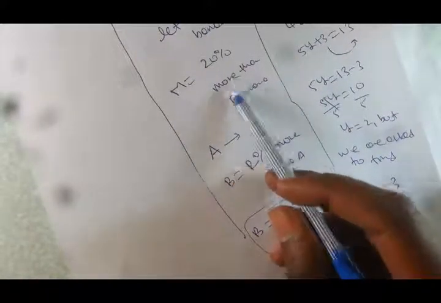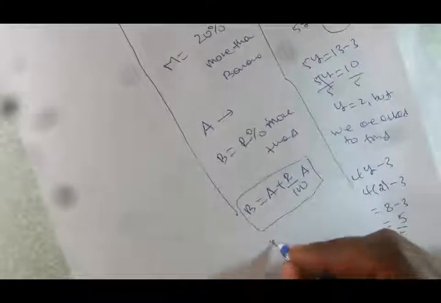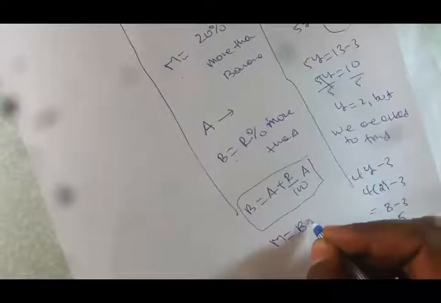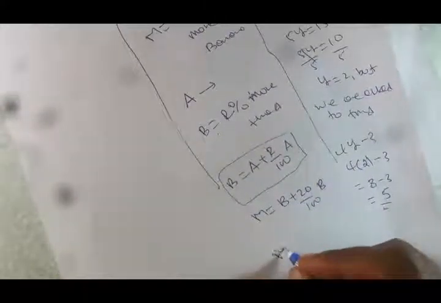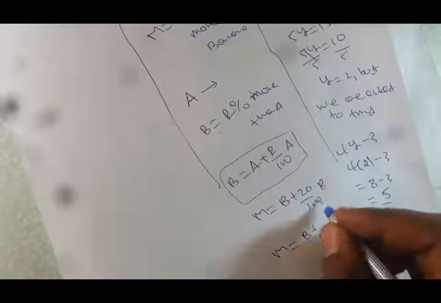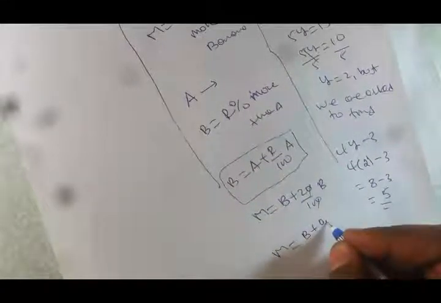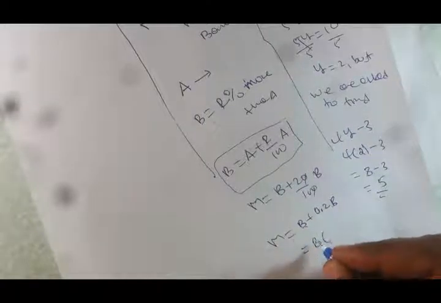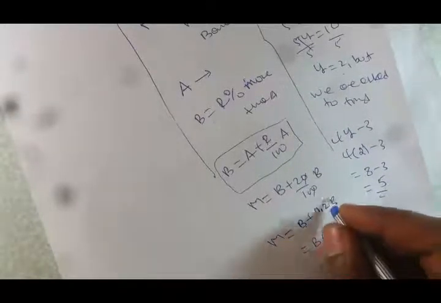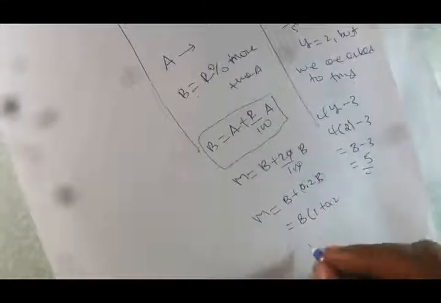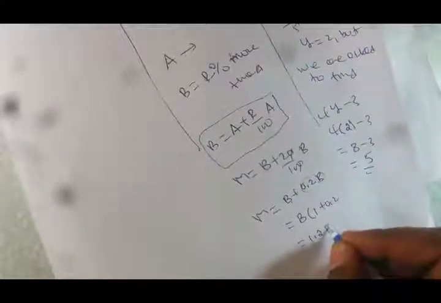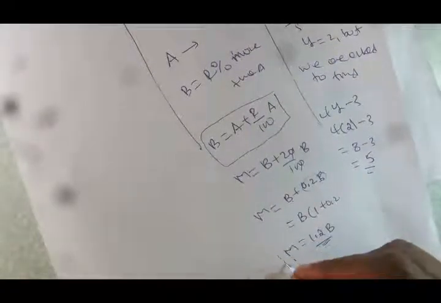Therefore, we are given mango is 20% more than banana, which means mango is equal to banana plus 20 over 100 of banana. Therefore mango is equal to B plus 0.2 times banana. So we can take B common. When B is divided by B, 1 will be left. When 0.2B is divided by B, 0.2 will be left. Therefore the value of mango is 1.2 times B.